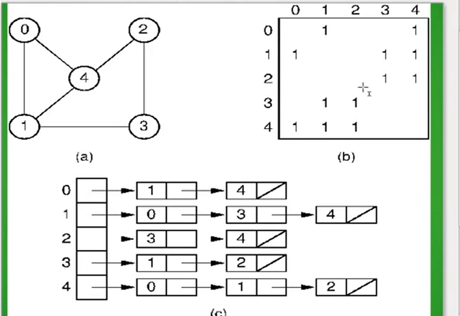To overcome the disadvantages of the adjacency matrix, adjacency lists are used, and they can be implemented quite easily using a linked list in C.